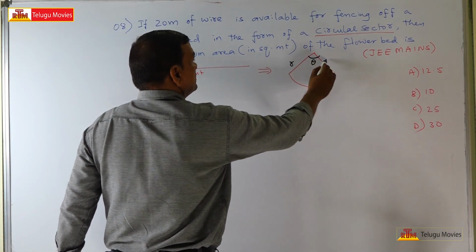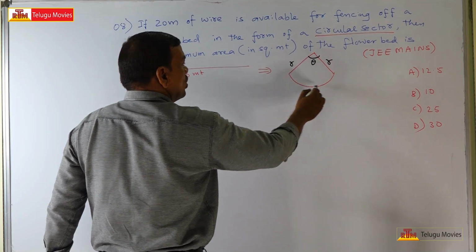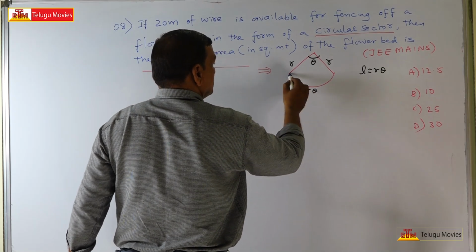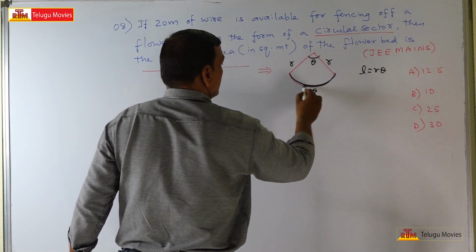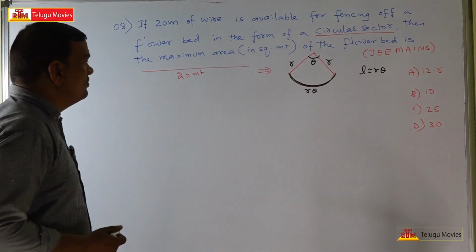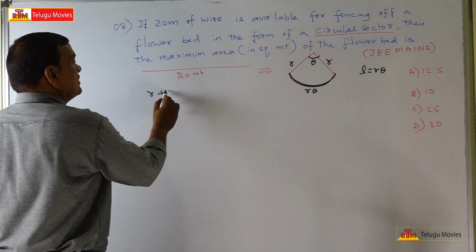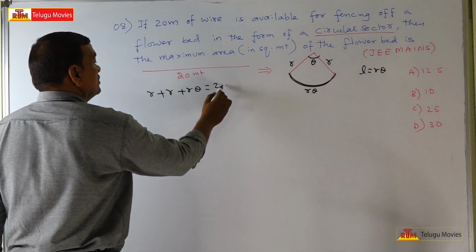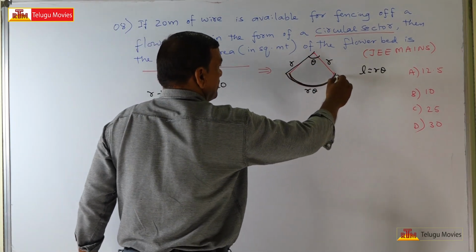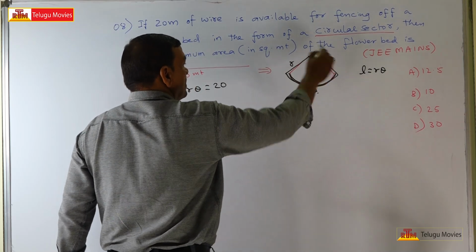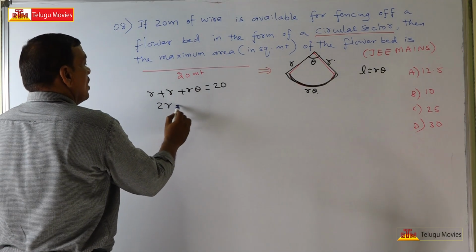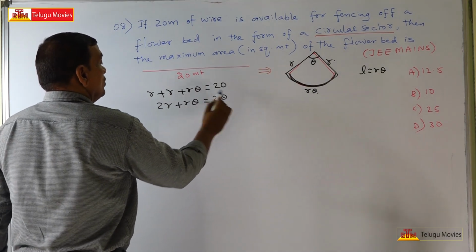Let the angle be theta and the radius of the sector be r. What is the length of the arc? We have L is equal to r theta. Length of the arc is r theta. So from this data, r plus r theta plus r is equal to 20, that means the total length. So 2r plus r theta is equal to 20.